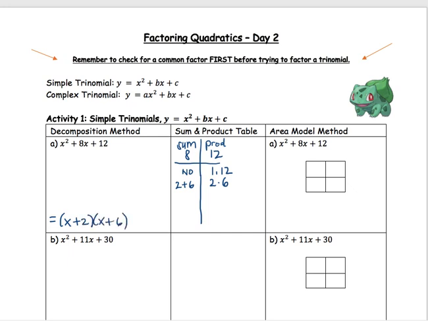It doesn't matter which method you're using, whether it's the area model or the decomposition model. With the simple trinomials, as soon as you find the two terms, you can put them right in the brackets and that'll be the answer. But if you do need to see the two methods, we'll go through the decomposition method right from scratch. We're going to write the x squared again, but decompose the middle term into the two numbers we found: 2x plus 6x plus 12.